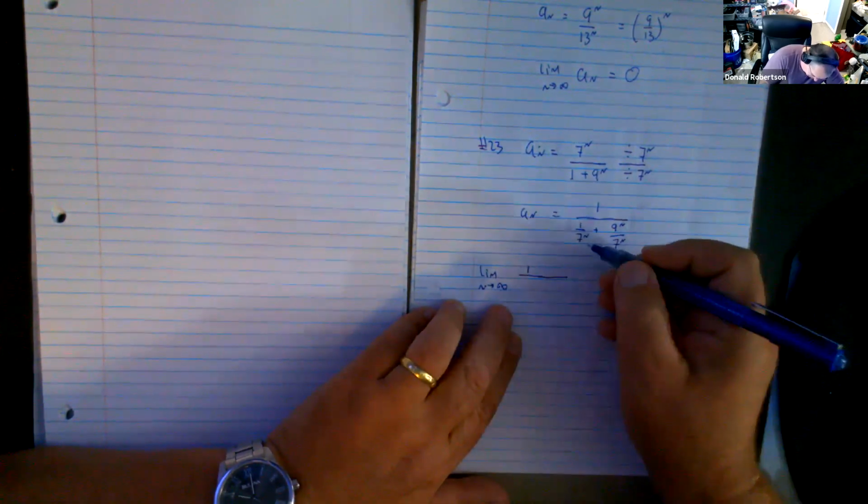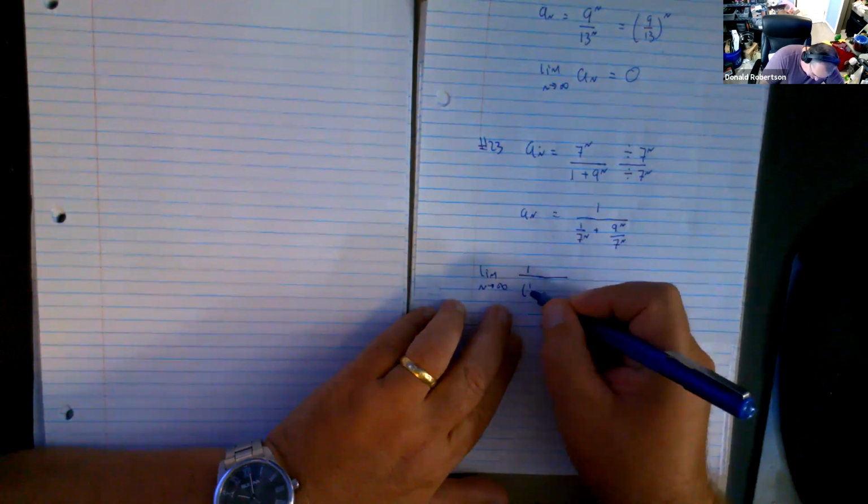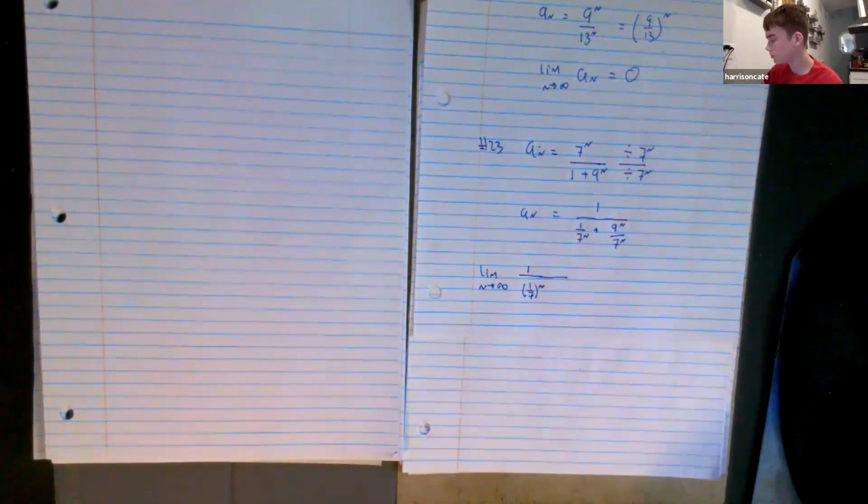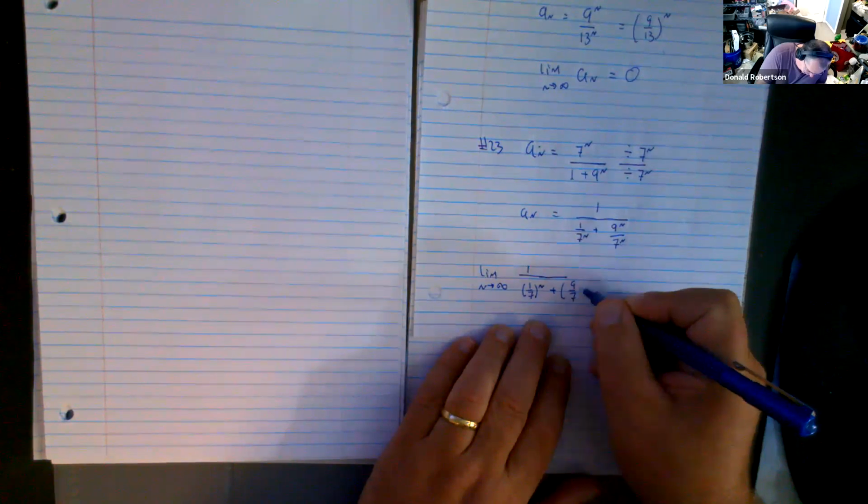One over 7 to the n. If you rearrange that, it's the same thing as (1/7) to the n. Are you happy about 1 over 7 to the n being 1 to the n over 7 to the n, which then is (1/7) to the n? Yeah. And then this fella is (9/7) to the n. So far, so good? Yes.